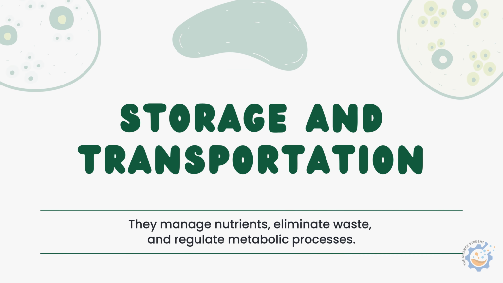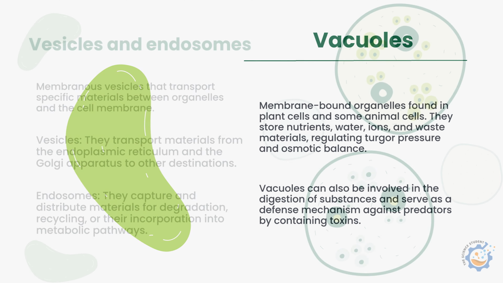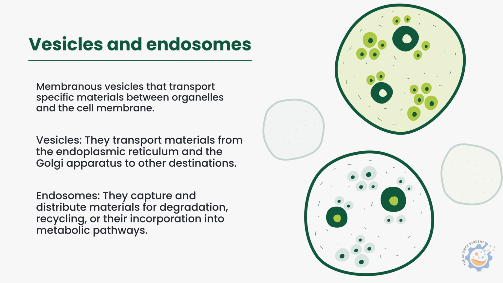Cells store and transport materials using various structures. Vacuoles, found in plants and some animal cells, store nutrients, water, and waste, and help maintain cell shape and balance. Vesicles transport materials between organelles and the cell membrane. Endosomes capture and distribute materials for degradation, recycling, or use in metabolic pathways. These processes are crucial for cellular maintenance and function.